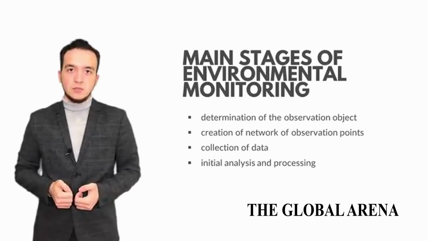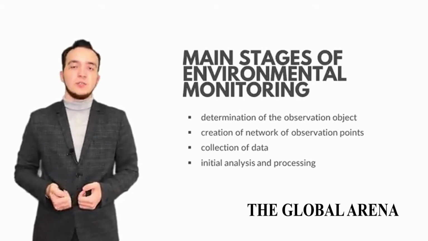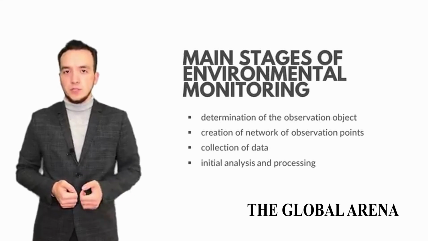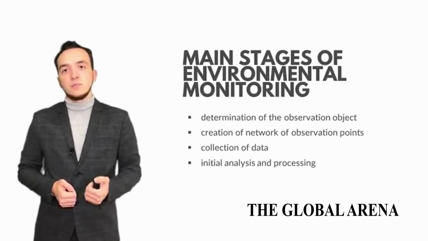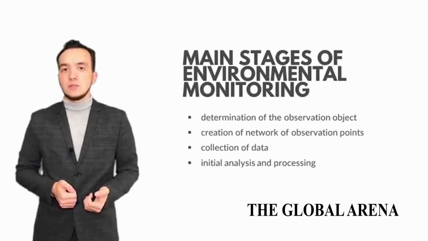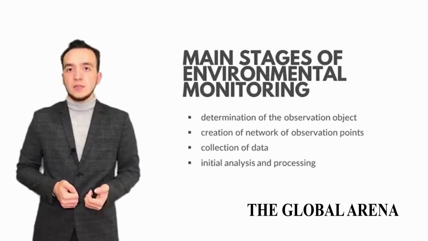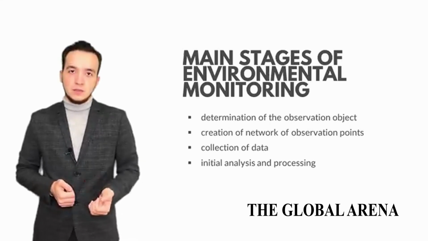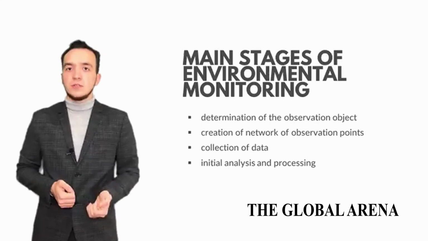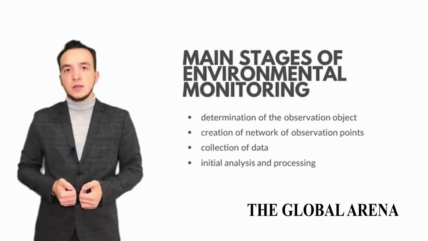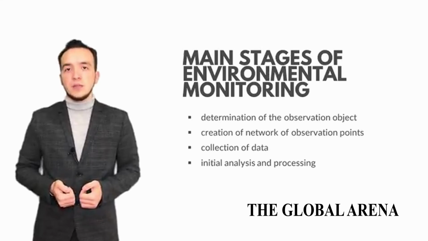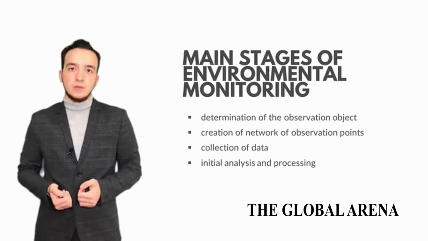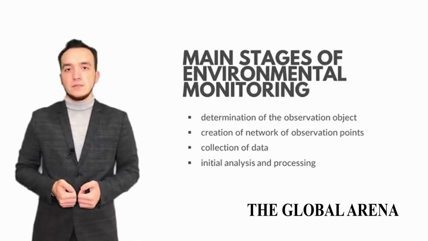The next stage is to create a network of observation points. These may be stationary or mobile observation points. Observation points are equipped with sensors, or samples can be collected manually at these points. Then the data is collected for a certain period of time. The data are collected using a monitoring plan which specifies the time of sampling, number of samples, and key indicators.